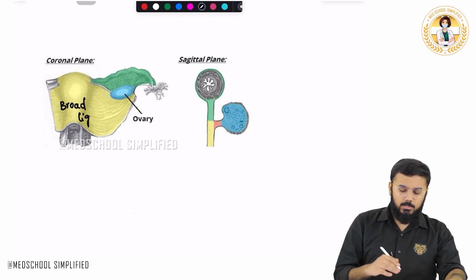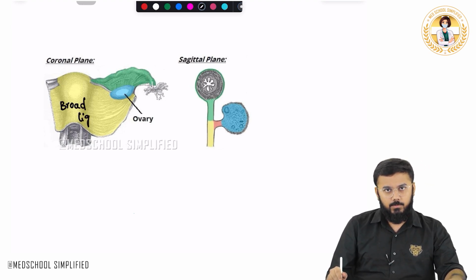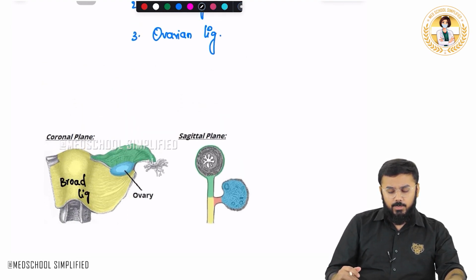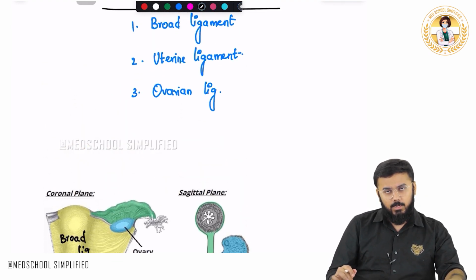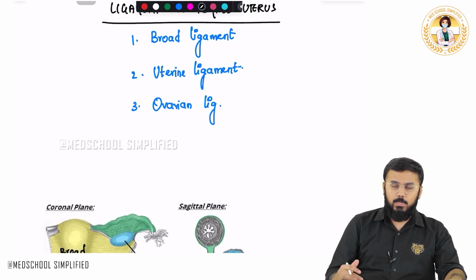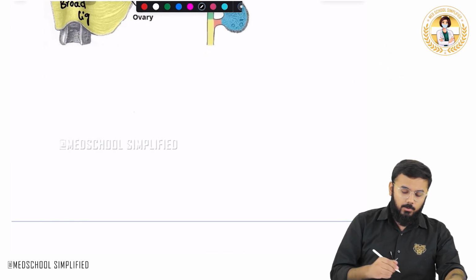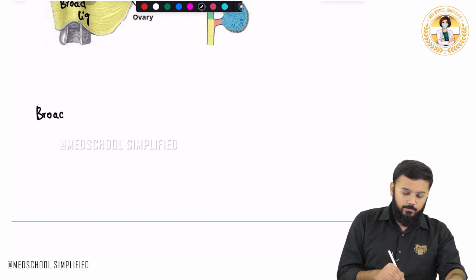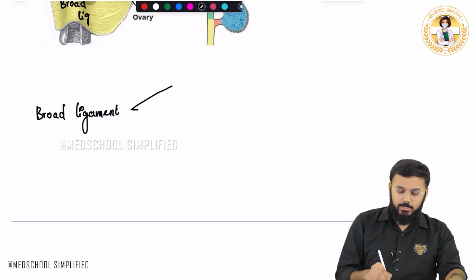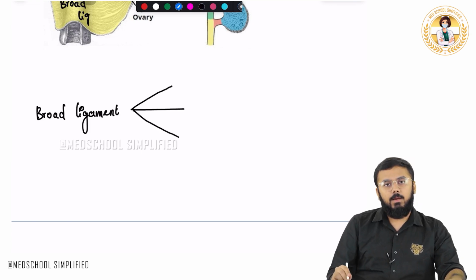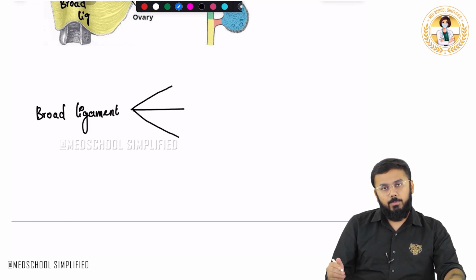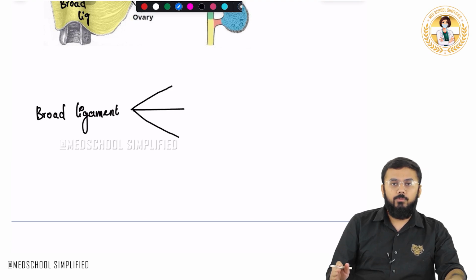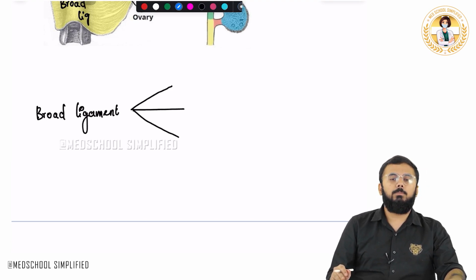So the broad ligament of the uterus is covering where? It is covering your uterus. And next you have got the ovary over here. Now, first of all, I will show you the uterine ligament and ovarian ligament later on. But what you need to know now is that the broad ligament, based upon the location it is covering, is basically divided into three types. One is called the mesometrium, another is called the mesoovarium, and another is called the mesosalpinx.